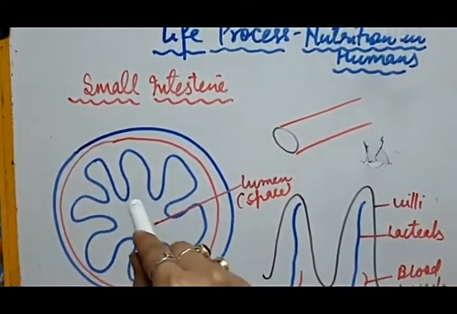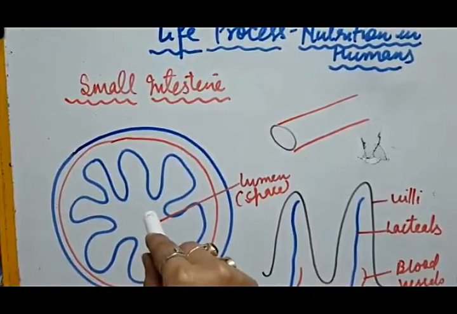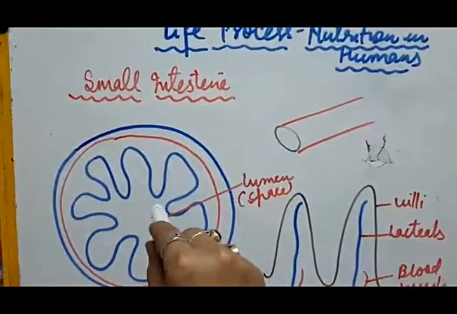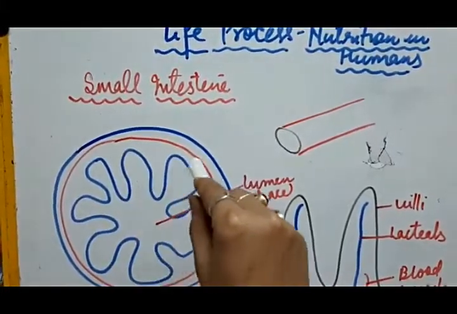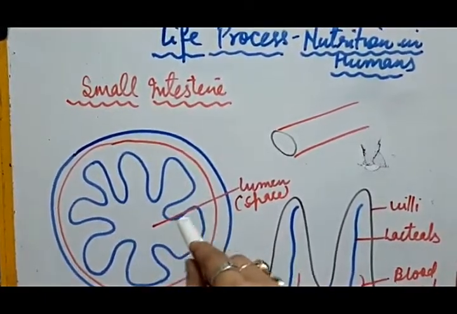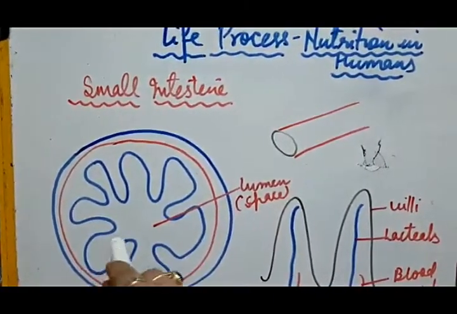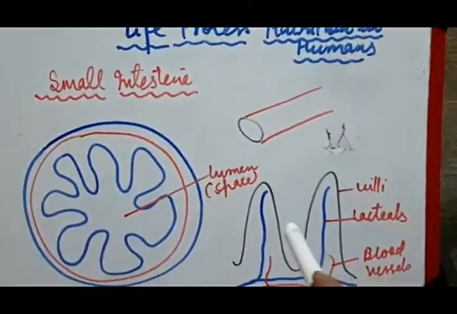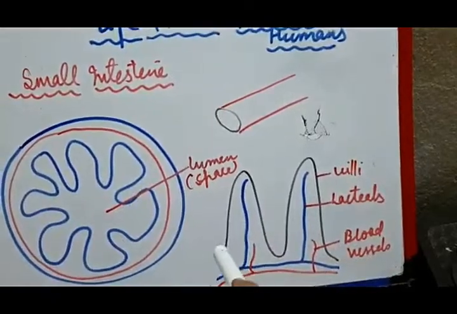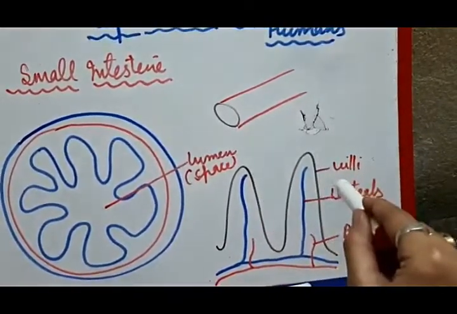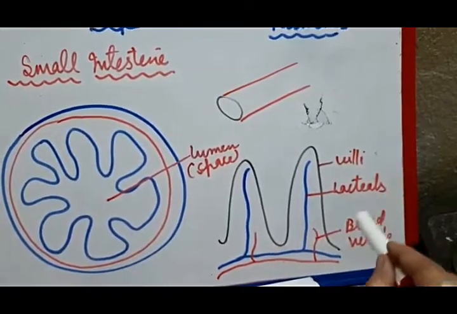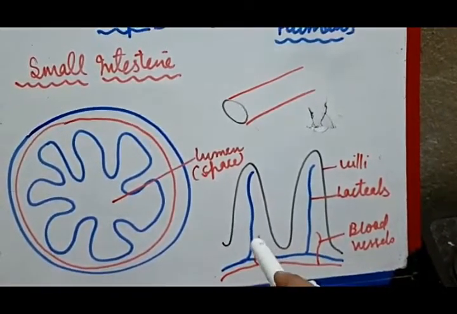This inside is called lumen. Lumen means the space where food is present and food is digested. These finger-like projections you can see are called villi. Many finger-like projections called villi, and I have drawn two villi here. You can see two villi, and this blue color shows the lacteals, and these are blood vessels.